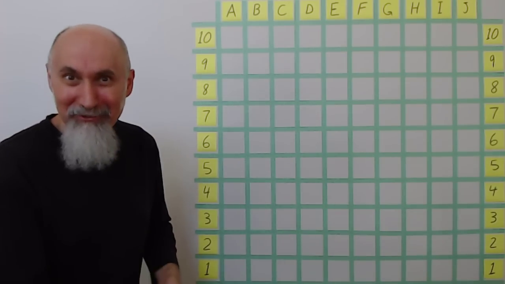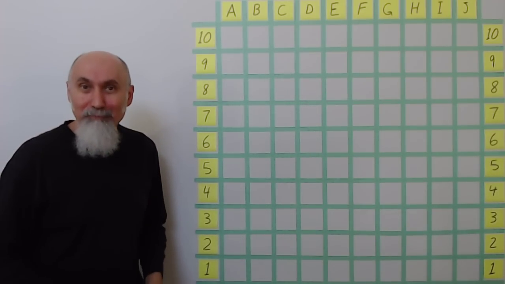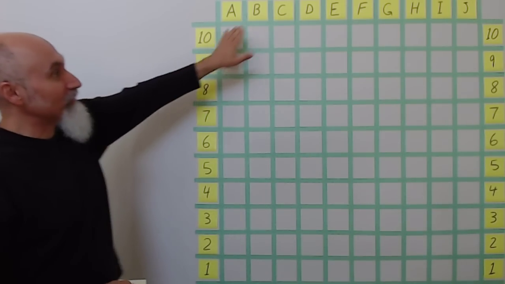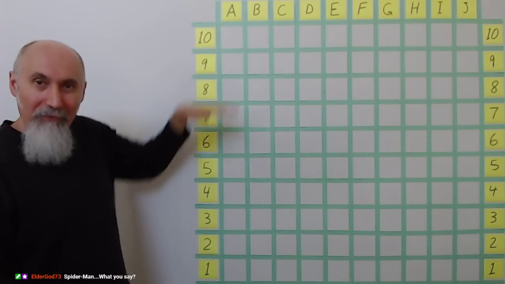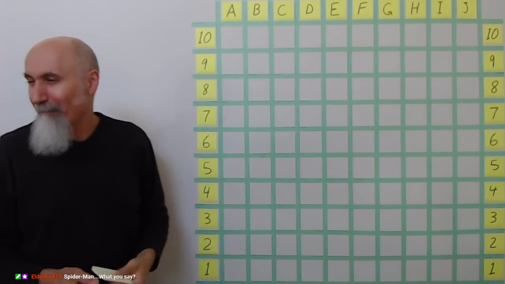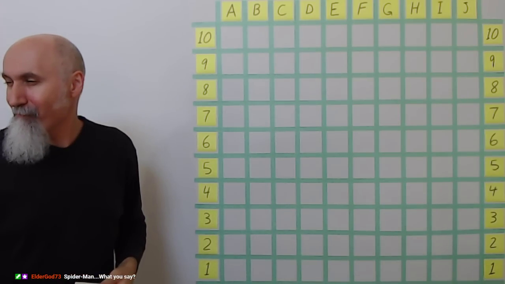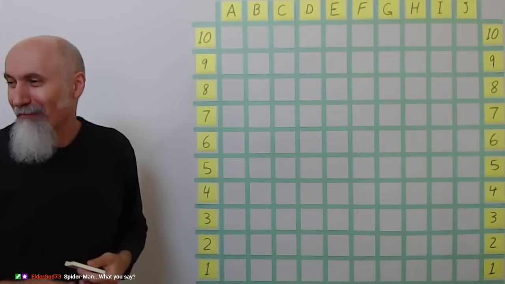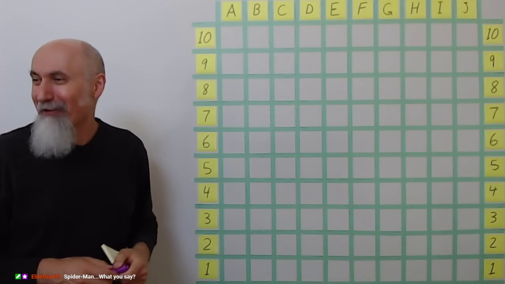Let's play 10x10 puzzle. Where should we start? Should we start in the corner and go loop to loop? Should we do? Yeah, Elder God and Spider-Man are gonna decide.